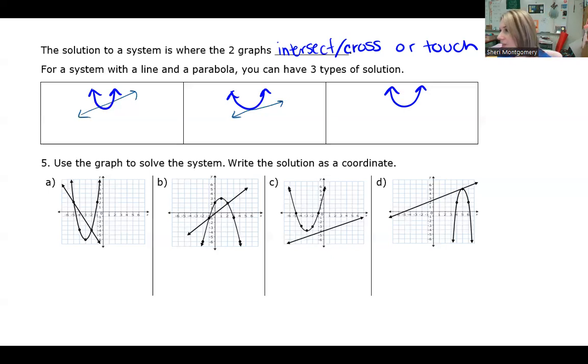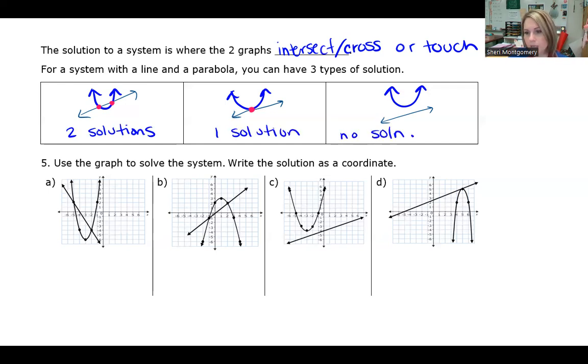Another thing that can happen, what do you think the next one is? Not touching. So to not touch, it would have to be something like that. If it was like straight up, then it at some point would go through the graph. So in words, we need to know that the first situation, we have two solutions. The second one, we have one solution. And the last one, there is no solution. And we have a symbol for that. It looks like that.